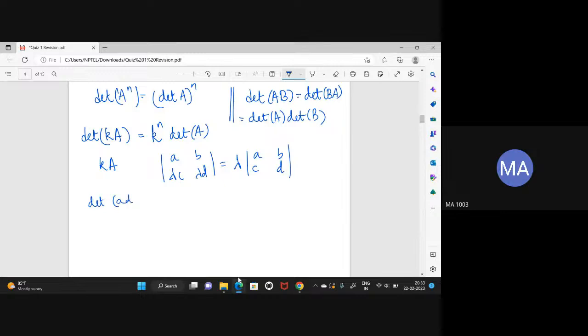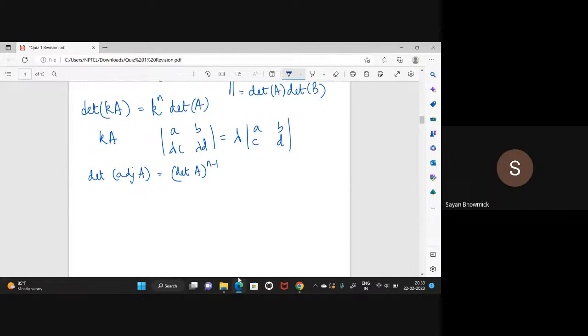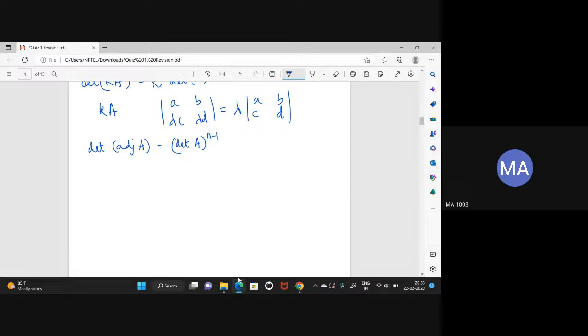Determinant of adjoint of A, what is it equal to? Determinant of A to the power n minus 1. It's not difficult. You needn't remember things. See? Determinant of adjoint of A is equal to determinant of, what? Determinant of A into A inverse, right?